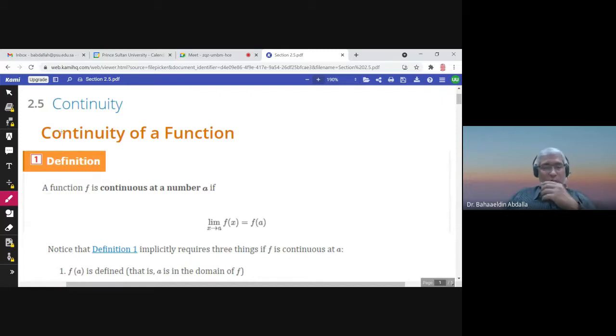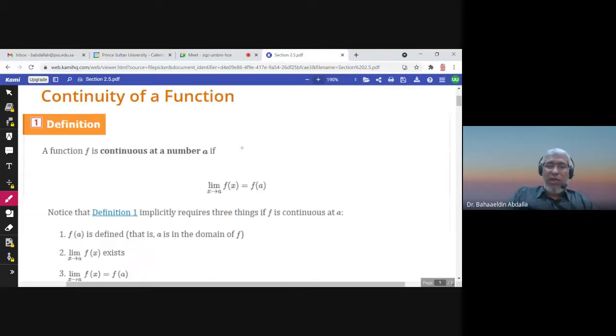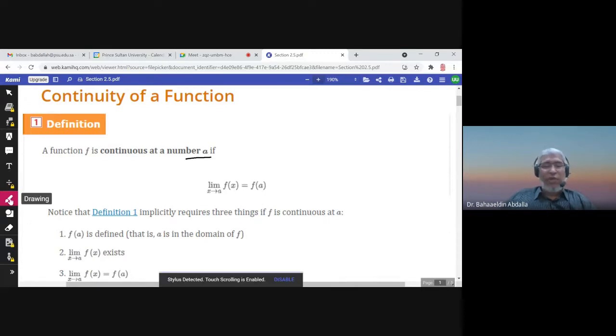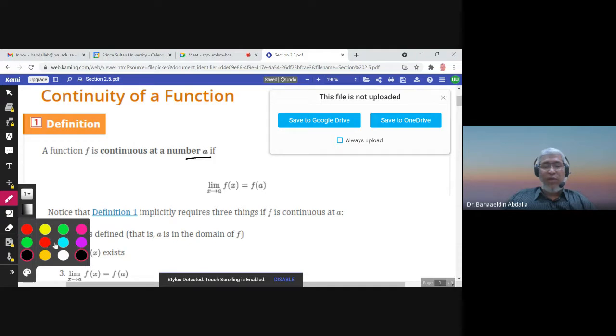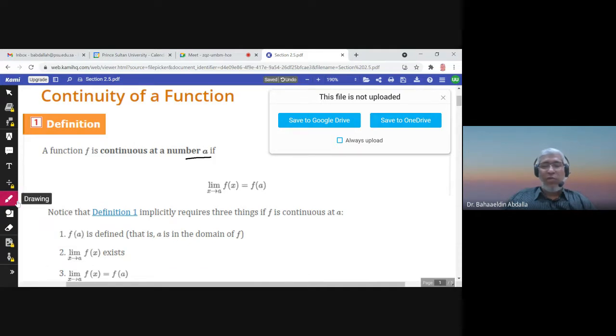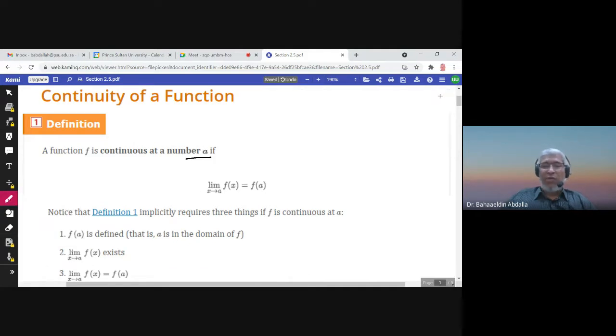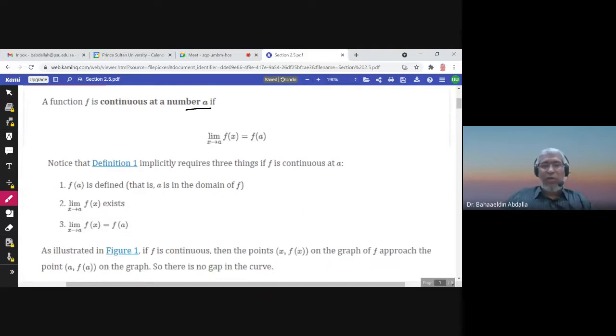This is section 2.5 and it's about continuity of a function. Well, a function f is continuous at a number a if the limit of f of x when x approaches a equals f of a. So the limit of the function f of x as x approaches a equals f of a.